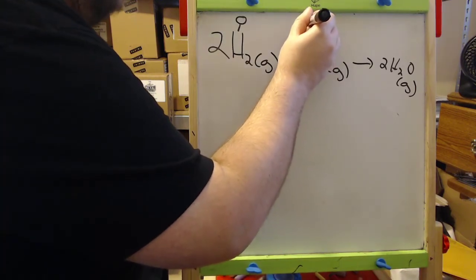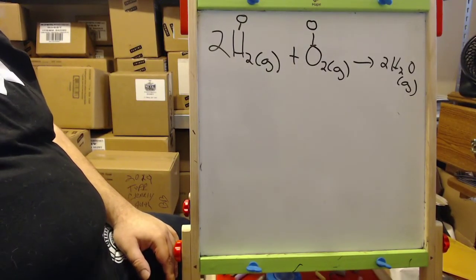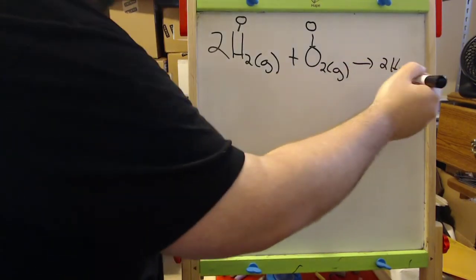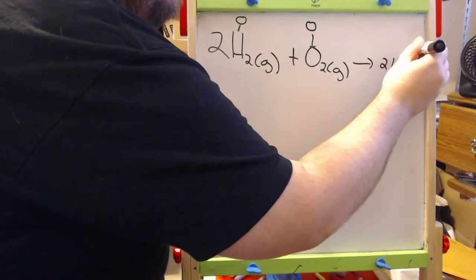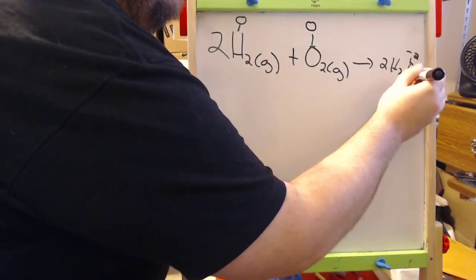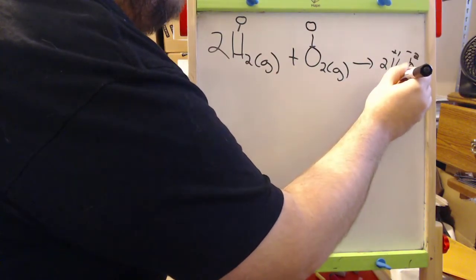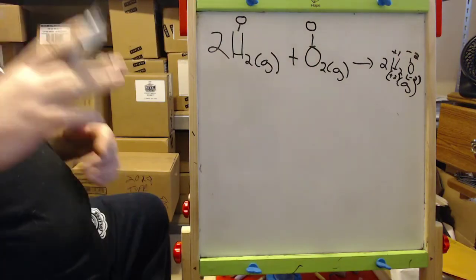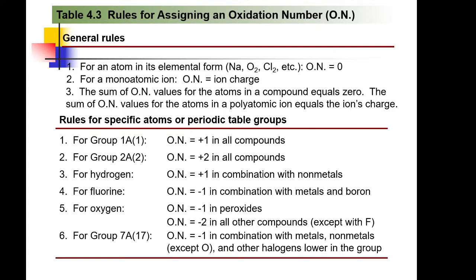O2, diatomic in its elemental state, has no oxidation value. Over here, we're a compound. Oxygen's a minus 2 for a total of minus 2. Hydrogen's a plus 1 for a total of plus 2. And this again is just following our rules on the slide, rule number 3 and rule number 5. Hydrogen with the nonmetal is a plus 1. Oxygen that's not a peroxide is a minus 2.